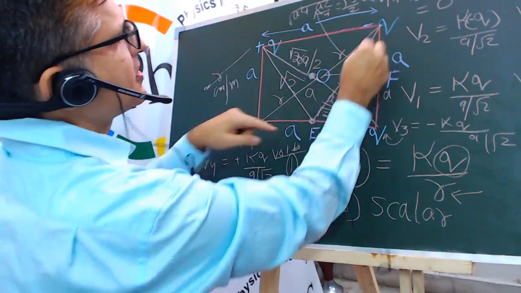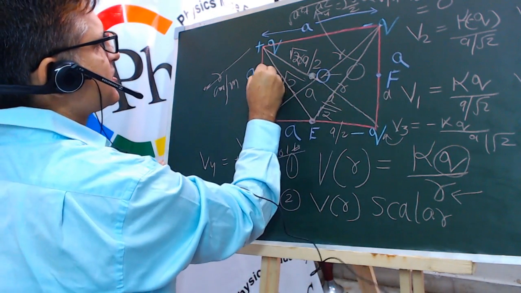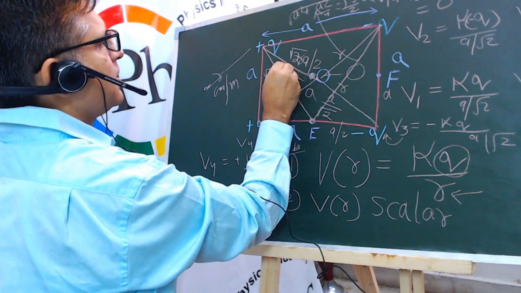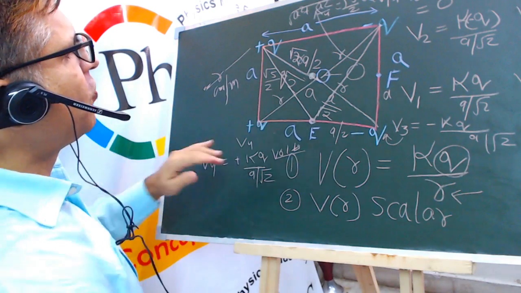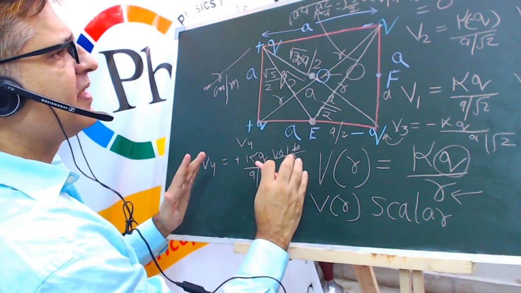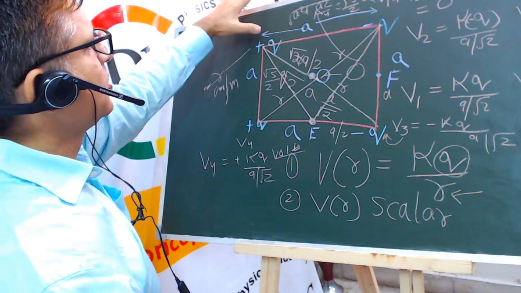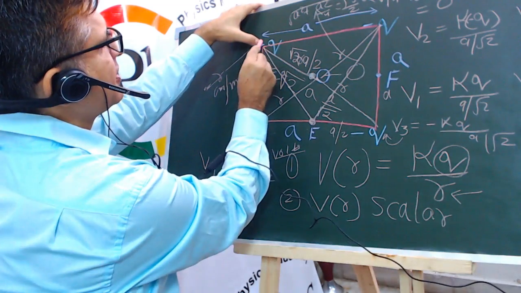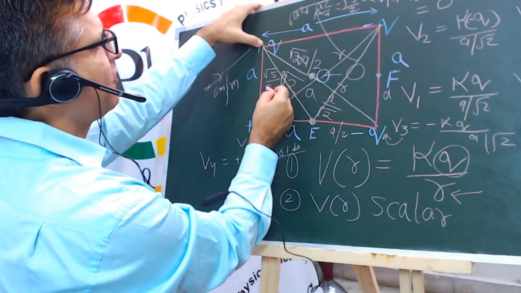Okay, so this distance also, and this distance will also be root 5 by 2A. Okay? If you want to find the potential at E, use the same strategy. But this time, look into the symmetry. The distance between this charge and this charge is root 5 by 2.